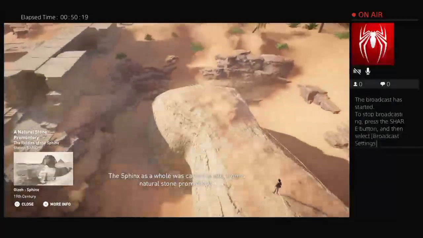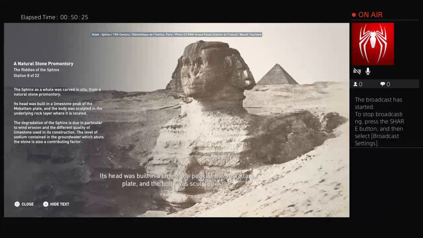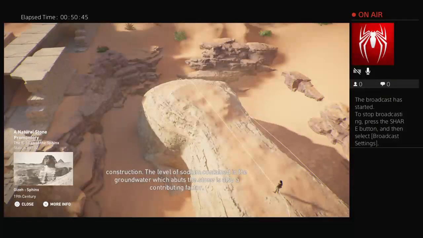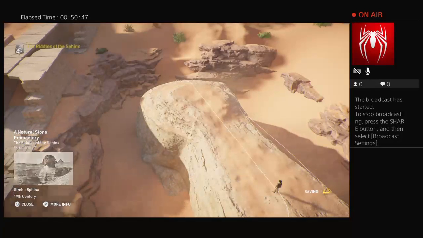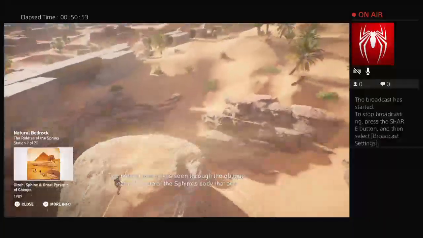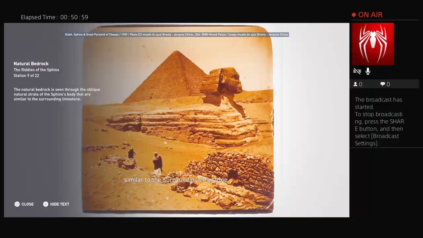The Sphinx as a whole was carved in situ from a natural stone promontory. Its head was built in a limestone peak of the Mukattam Plate, and the body was sculpted in the underlying rock layer where it is located. The degradation of the Sphinx is due in particular to wind erosion and the different quality of limestone used in its construction. The level of sodium contained in the groundwater which abuts the stone is also a contributing factor. The natural bedrock is seen through the oblique natural strata of the Sphinx's body that are similar to the surrounding limestone.